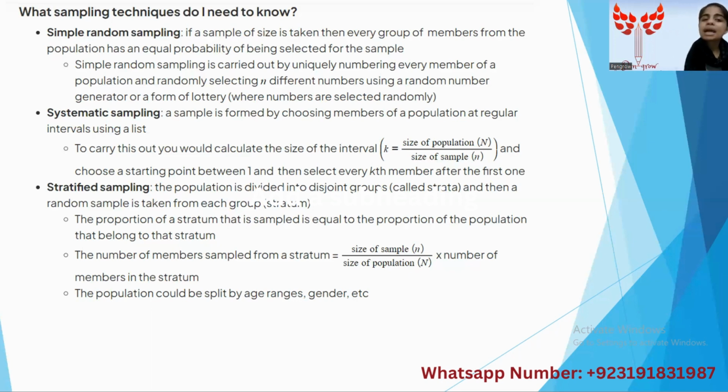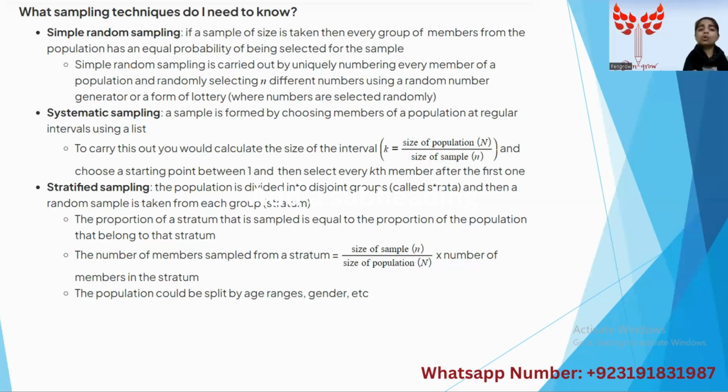And then there is systematic sampling. You are basically choosing members of a population at regular intervals using a list. You've again assigned numbers to everyone, but this time you've, for example, decided you're going to choose at regular intervals. Number 3 is going to be chosen, then number 6, then number 9, then number 12. So you're skipping 2 people and choosing the other ones, right?